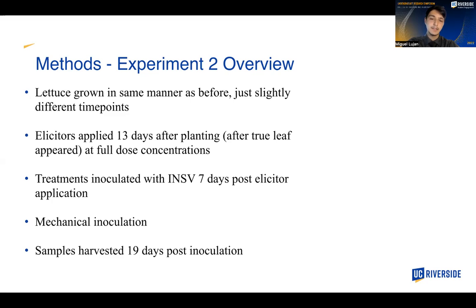For this experiment, each treatment was inoculated with INSV 7 days post-elicitor application. Instead of using thrips to inoculate the plant, we had to do mechanical inoculation, in which we got previously known infected tissue and homogenized it with buffer and applied it to lettuce leaves with Celite to mimic tiny bites, which would have gotten the virus inside the plant. Samples were then harvested 19 days post-inoculation using the same method of taking leaf punches and immediately placing them in liquid nitrogen to preserve the sample's integrity.